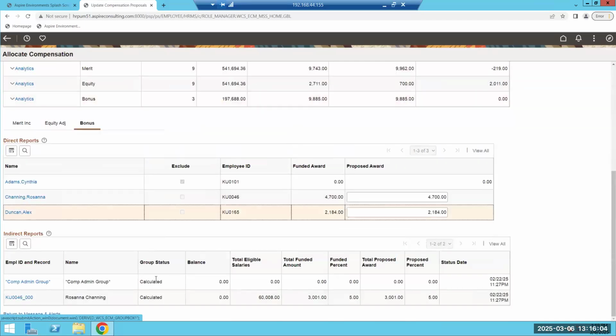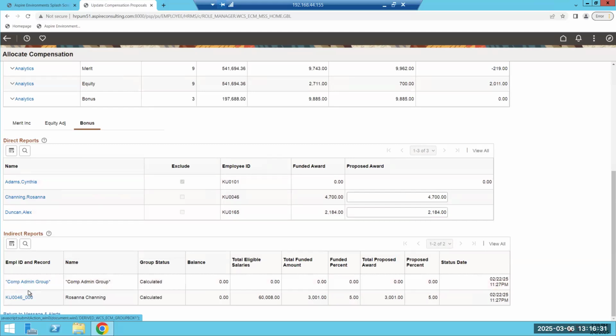where we'll see, and this is an example of, not everybody that is eligible for a merit increase or an equity increase is eligible for our bonus. And so we see people that are not eligible are marked as excluded, and we can't update their amounts. Okay.